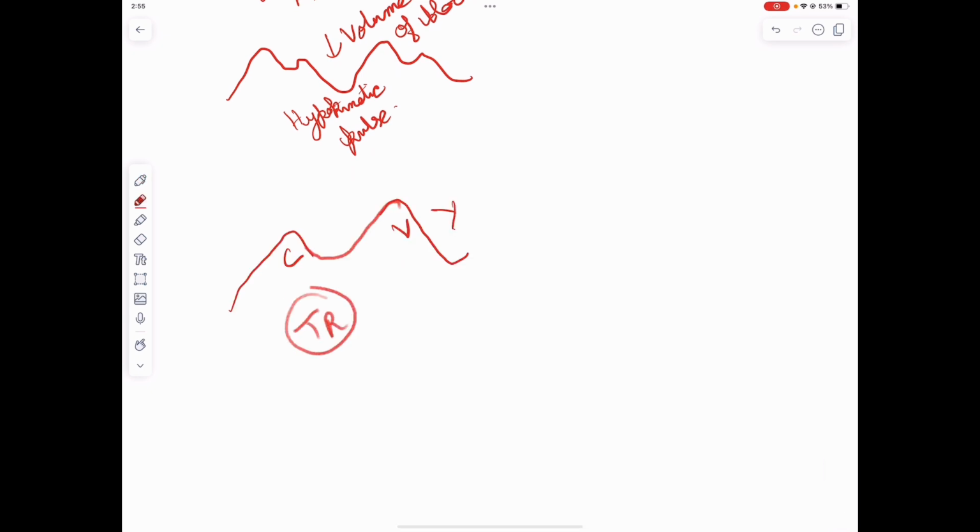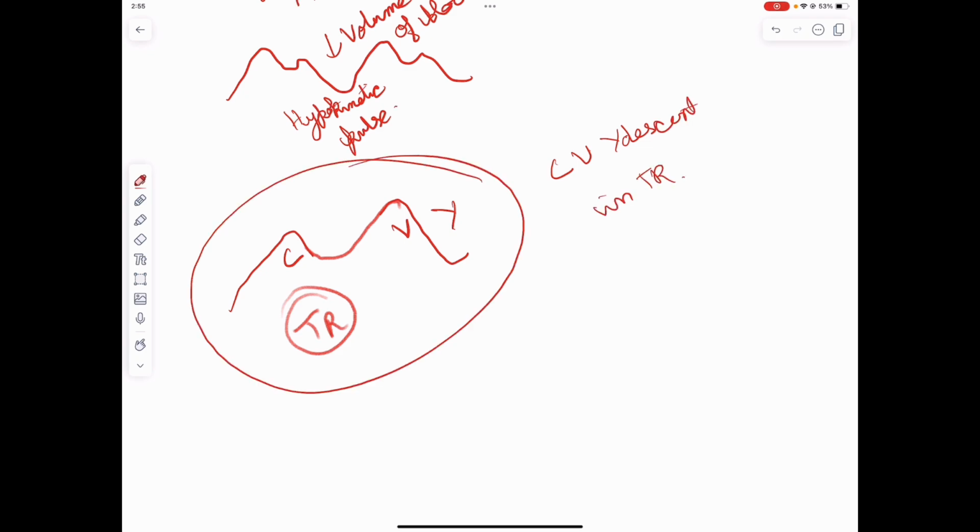Now remember, this is the JVP of tricuspid regurgitation. What happens here is that we see C wave, V wave, and Y descent in TR. But this was regarding JVP. Now again we come back to the pulse.